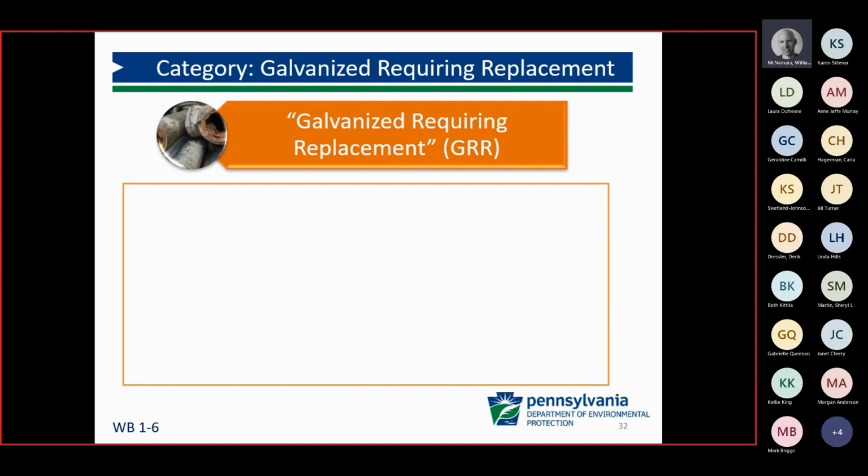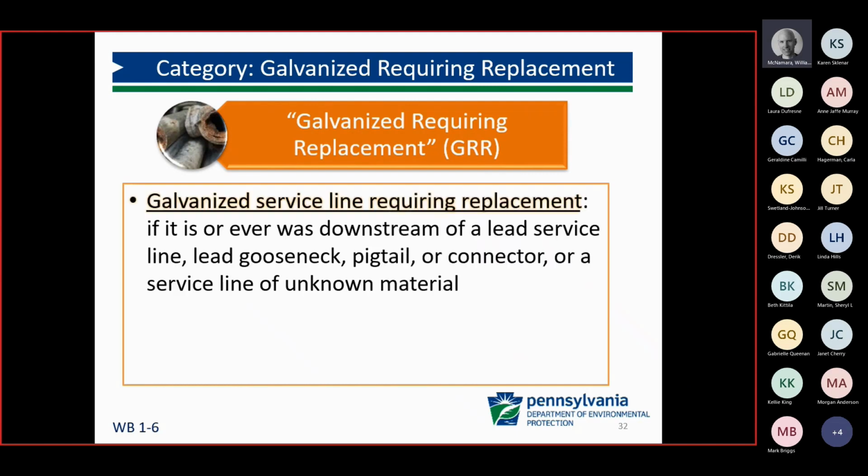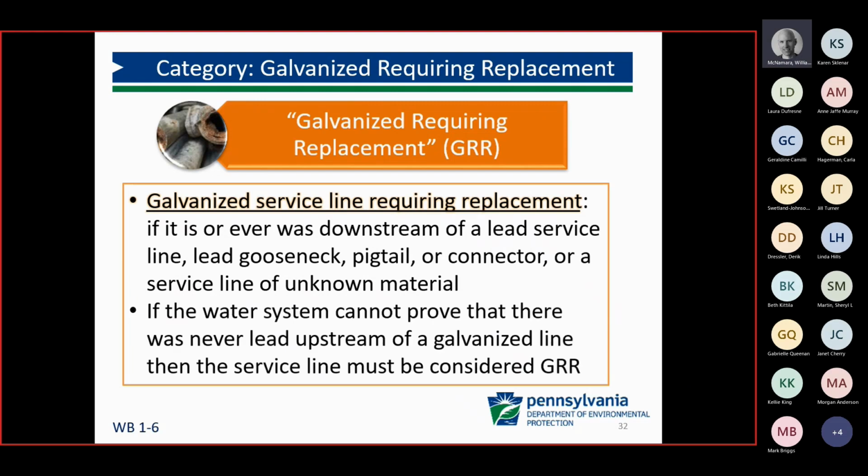All right, so which galvanized lines are we requiring to be replaced? Essentially considered lead. So if it ever was, or is currently, downstream of a lead service line, lead gooseneck, pigtail, or connector, or a service line of unknown material. In Pennsylvania, that is considered a galvanized requiring replacement service line. And if they cannot prove that there was never lead upstream, then it's still considered galvanized requiring replacement, because we don't know what used to be upstream from it.